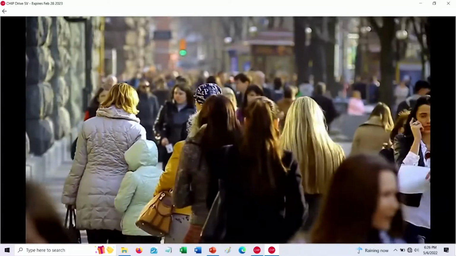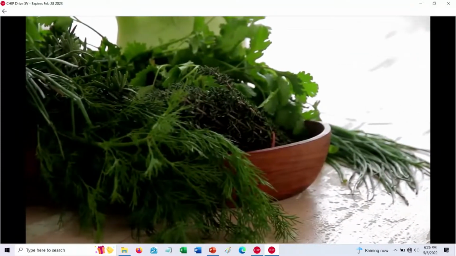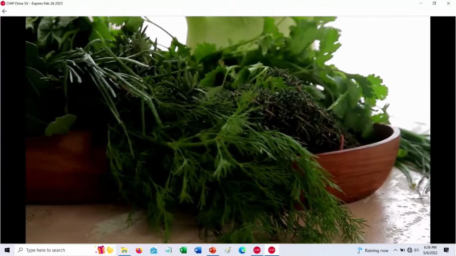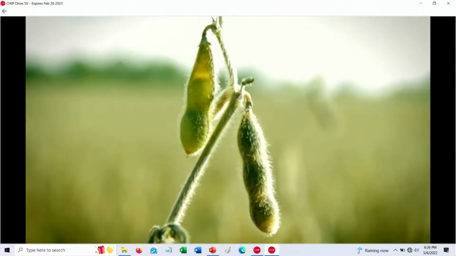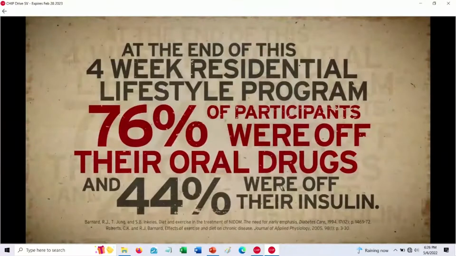Now there's evidence number 5. More recent data from the Pritikin Longevity Center showed that when they took 864 diabetics and gave them a high fiber diet, very low in fat and cholesterol, consisting largely of, would you guess it? Fruits and vegetables and whole grains and beans, plus daily walking, at the end of their 4-week residential lifestyle program, 76% of these type 2 diabetics were off their oral drugs, and 44% were off their insulin. And that's in 4 weeks.